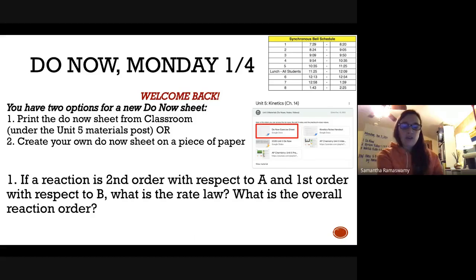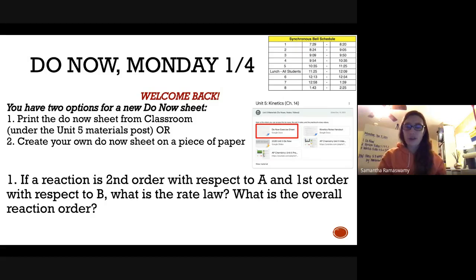So again, if you got on after, you have a couple options for a new do now sheet for this week and next week. You can print it out if you'd prefer to print the do now sheet so that you have the one that you normally pick up in class. On Google Classroom, under the Unit 5 topic, right at the top it says Unit 5 materials, do now, notes, videos, and the do now sheet is posted there. So it's a Google Doc. You can print it out. Whether you do single-sided or two-sided, remember you just need 2 weeks somehow.